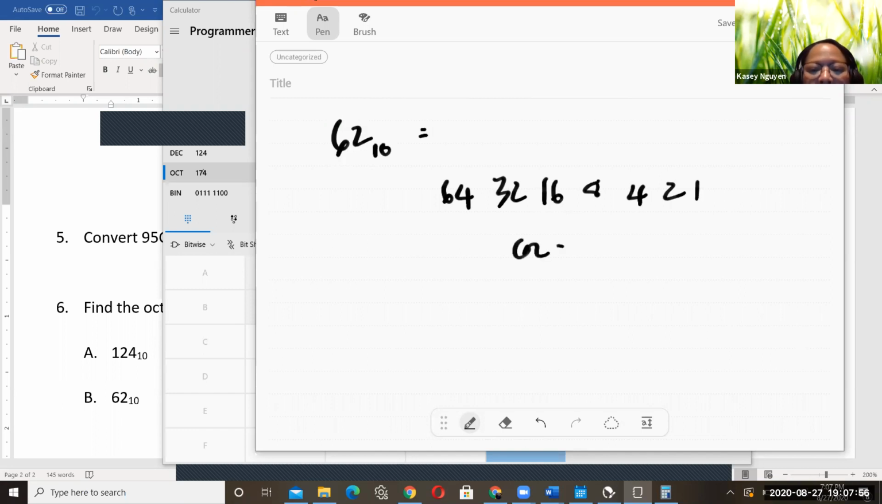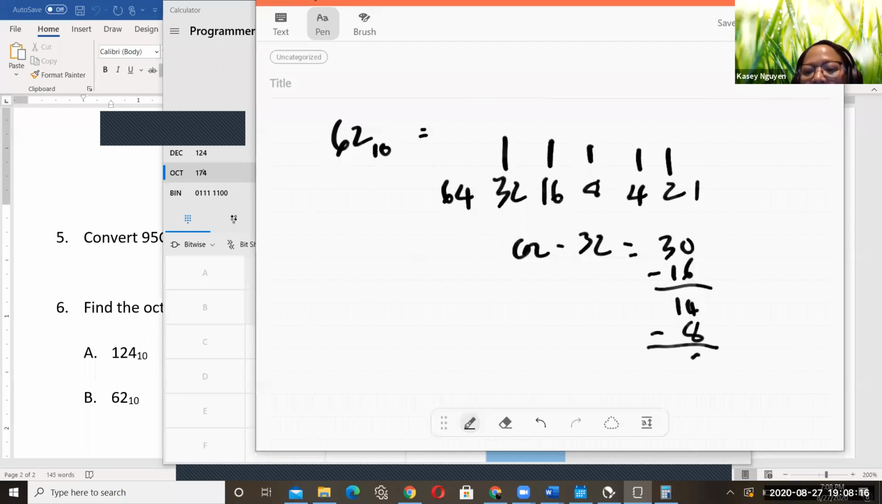So 62 minus 32 is going to give me 30. So I subtract that one. 30 subtract 16 gives me 14. And then 14 is going to be 8, 4, and 2, right? 14 subtract 8 is going to give me 6. 6 subtract 4 is going to give me 2. And 2 subtract 2 is going to give me 0. So what we need to do is chunk it into 3 bits each time.